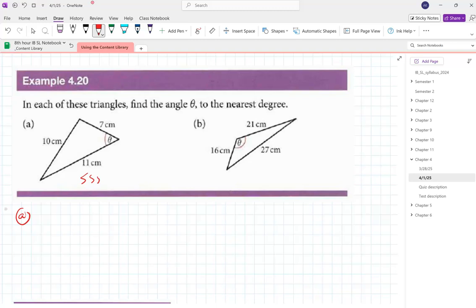So, again, the catch here is making sure we're plugging those values in correctly. If I name this angle A, that means this side has to be A, and then it doesn't matter after that what's B and what's C. So I would say that 10 squared equals 7 squared plus 11 squared minus 2 times 7 times 11 times cosine of theta.